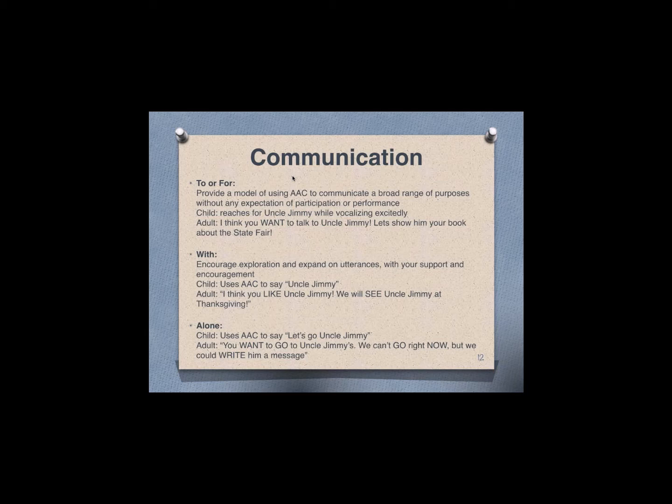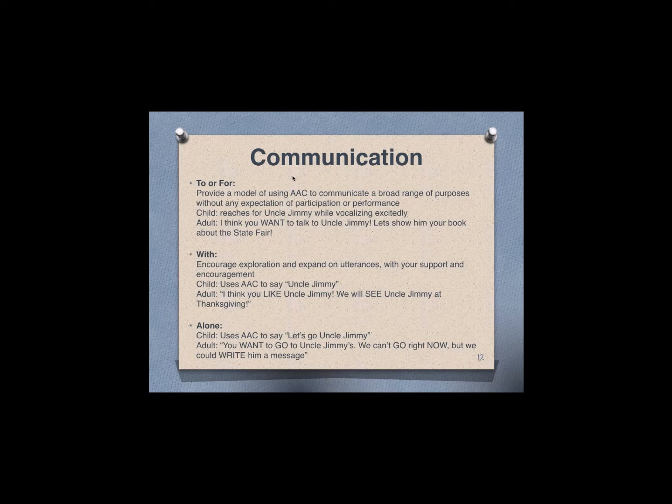So Uncle Jimmy arrives and our child is excited and vocalizing and reaching for him, and we might model something like, oh, I think you want to talk to Uncle Jimmy, or you're so excited to see Uncle Jimmy, you like Uncle Jimmy. Let's show him your book, something like that. But we are reflecting. We're looking at what the child is doing, what they're already expressing with their body, and we are providing a model where we're speaking for them, essentially, using their system to show how they could communicate that same idea with their system.